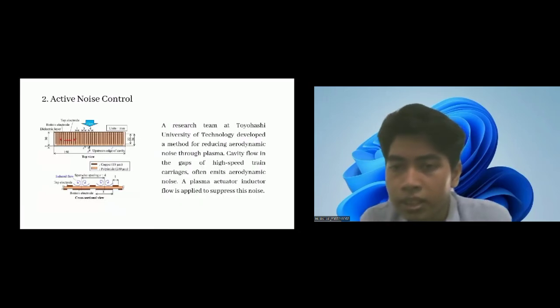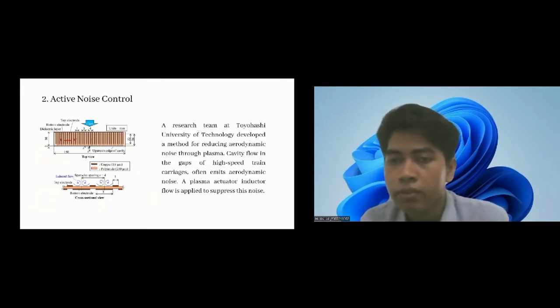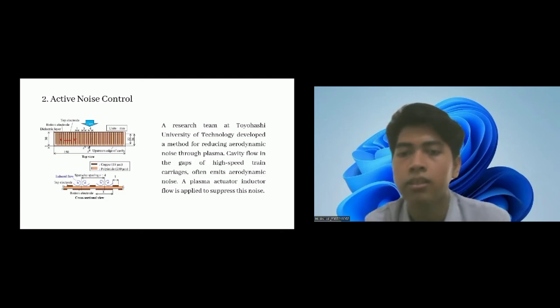Next, the second flow control application is active noise control. A research team at Toyohashi University of Technology developed a method for reducing aerodynamic noise through plasma. Cavity flow in the gap of high-speed train carriages often emits aerodynamic noise. A plasma actuator induced flow is applied to suppress this noise by periodically turning off the plasma actuator power. A higher drop in sound pressure level is observed when compared to continuous operation with the same power consumption.